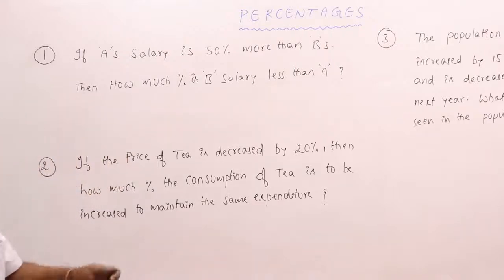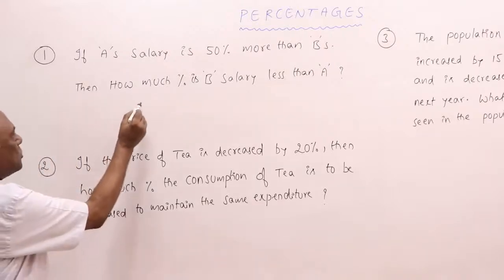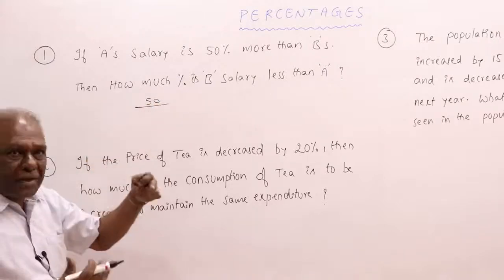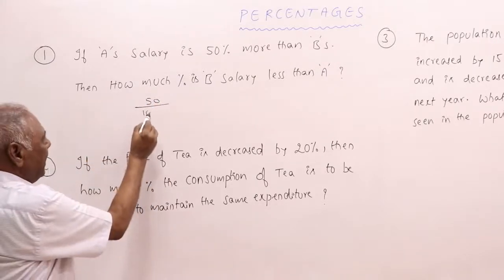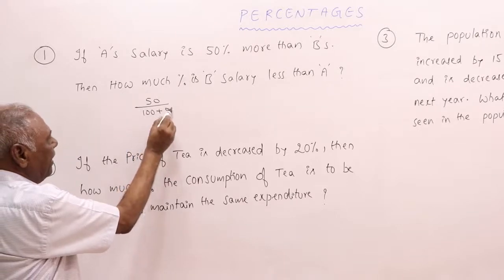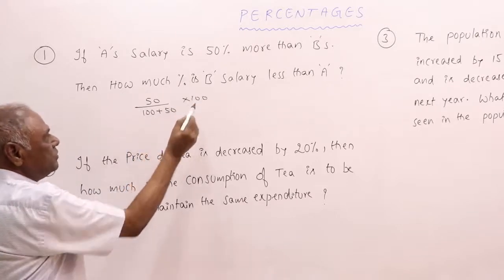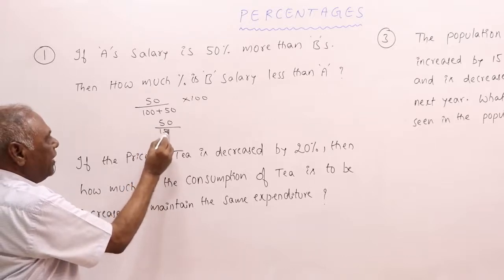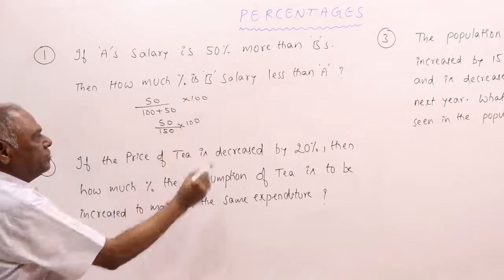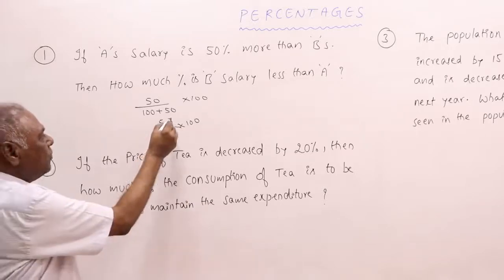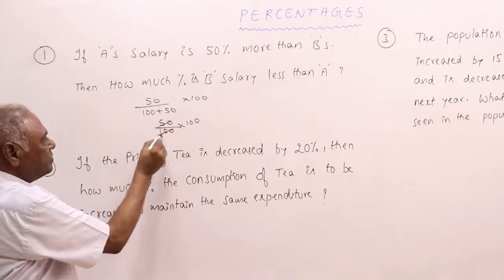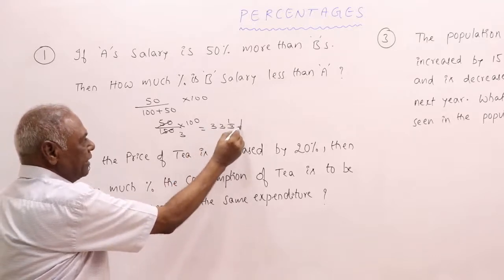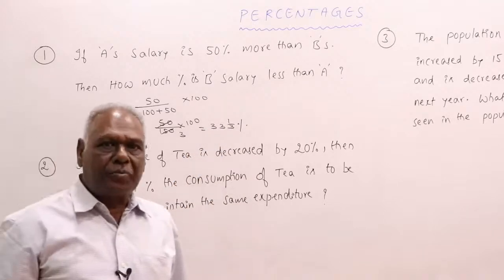So here 50% more is given, R is 50, so 50 divided by 100 plus 50, with a plus sign because more is given, into 100. So it is equal to 50 divided by 150 into 100. So it is equal to 50 by 3 into... 100 by 3, so it is 33 1/3%. So you need not bother.